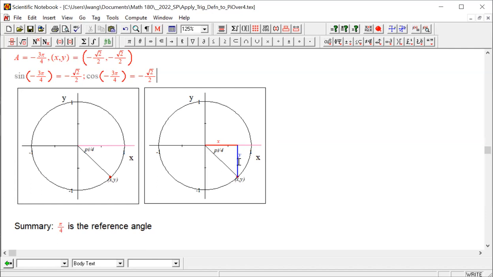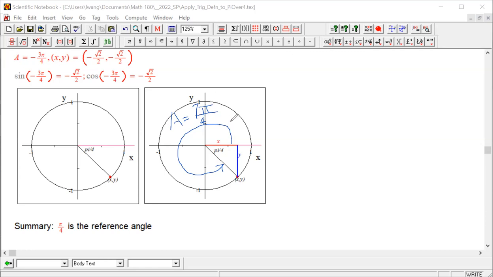Now, the terminal is in the last quadrant, quadrant number 4. I'm going to measure an angle, and this angle I'm going to measure counterclockwise. This angle is going to be 7 pi over 4, and that reference angle is pi over 4.